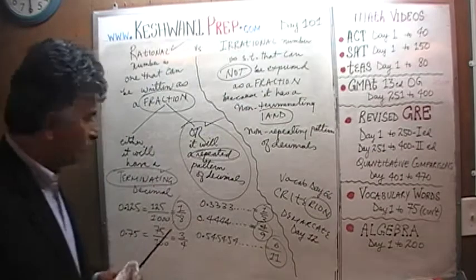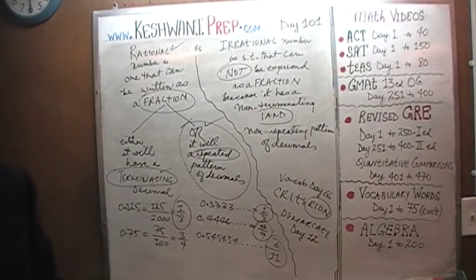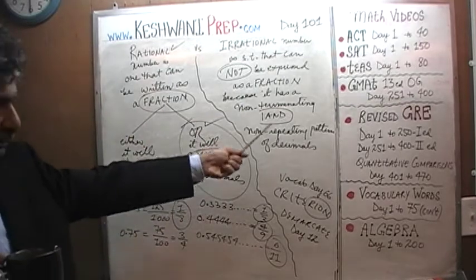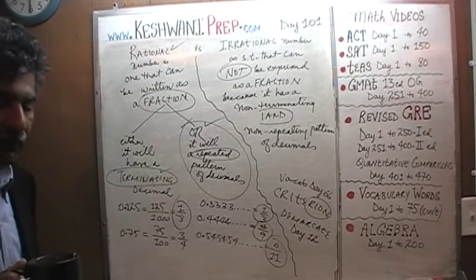Tell you what, I'm going to give you 5 seconds. I'm going to give you an unobstructed view of this side of the blackboard. And then I'm going to erase everything so that we can have some more room, so that we can talk about some examples of irrational numbers.